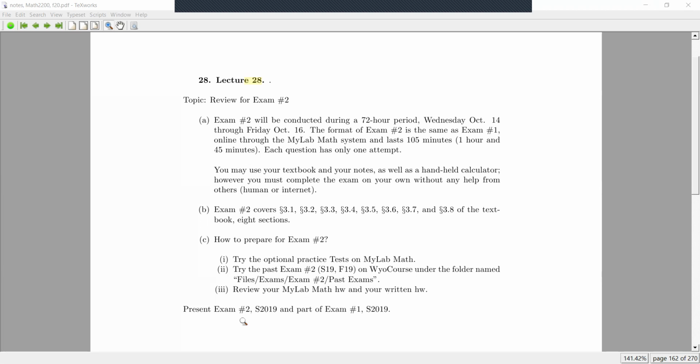Now, today, I present my solutions to exam 2, spring 19, and my solution to part of exam 1, spring 19. Exam 1, spring 19, covers section 3.1. I picked those problems in this exam that belong to section 3.1 to present.